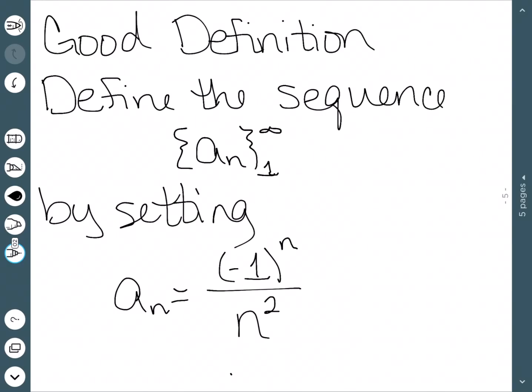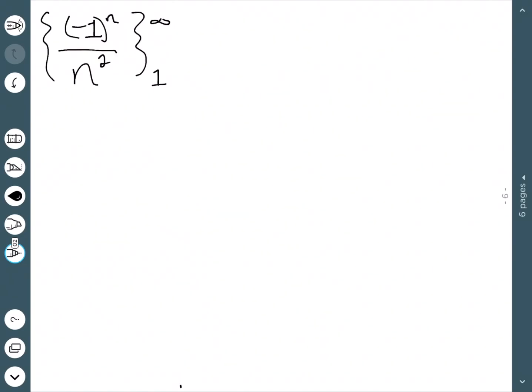So now that we've seen some of these definitions, let's see if we can figure out how to work with some of these sequences. So I have the sequence negative 1 to the n over n squared from 1 to infinity. And I'm going to try to define some of these terms. In particular, I'm going to try to find the first 4 terms: a1, a2, a3, and a4.